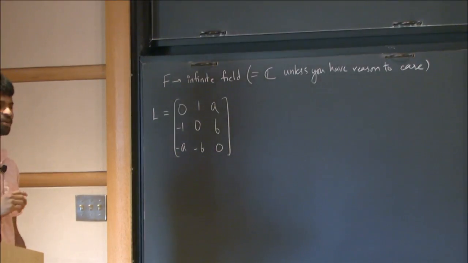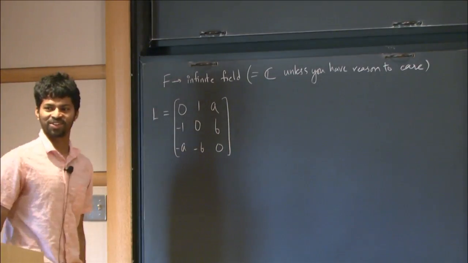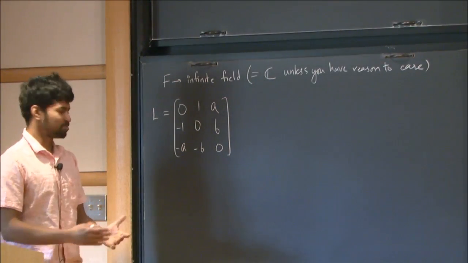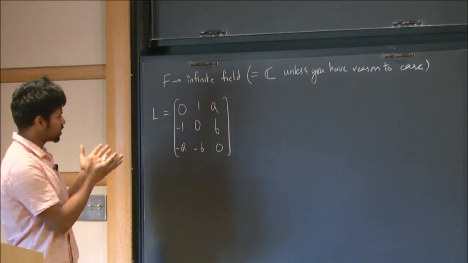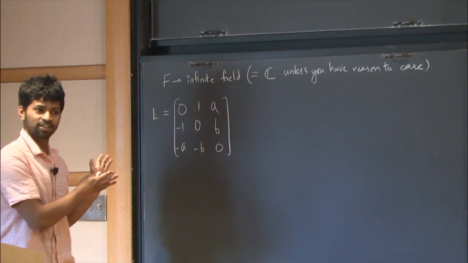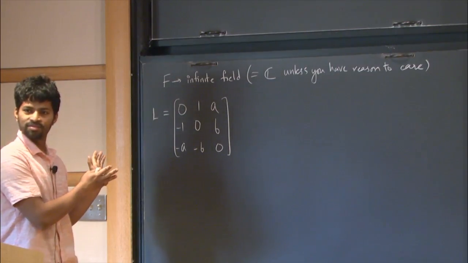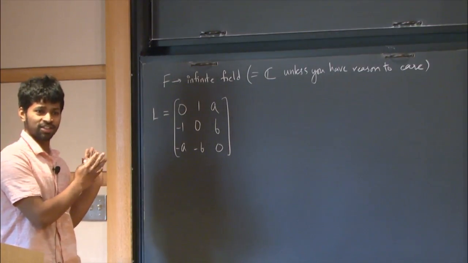Two. Why do you say it's 2? You've seen this matrix before. That's great. Okay, but what is the argument? The argument is, if you notice clearly, this is a skew-symmetric matrix, and every skew-symmetric matrix of odd size has even rank.